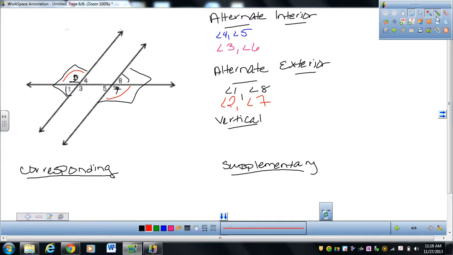Okay. I'll give you a minute to go ahead and do the verticals. And if you need to pause, then you should go ahead and pause.